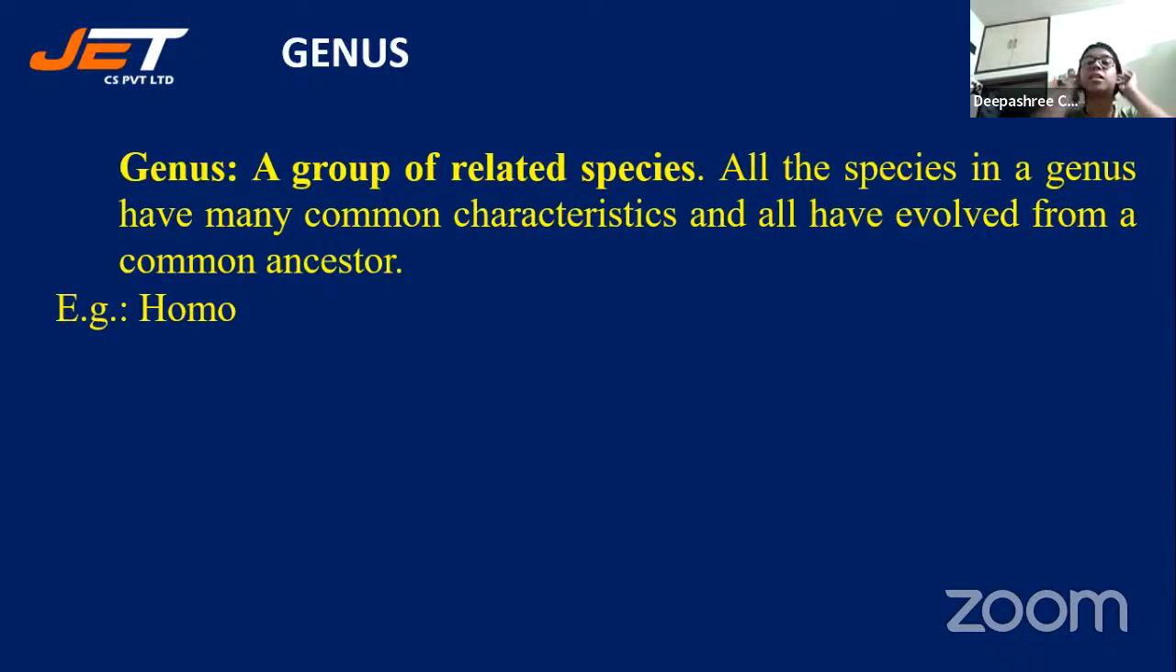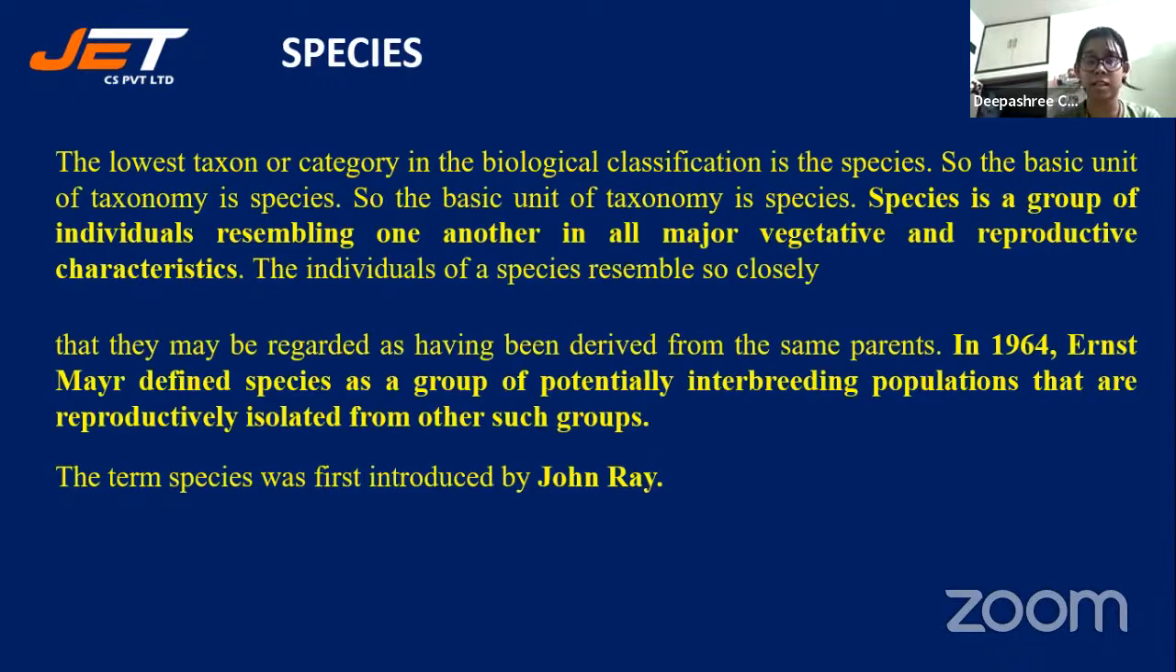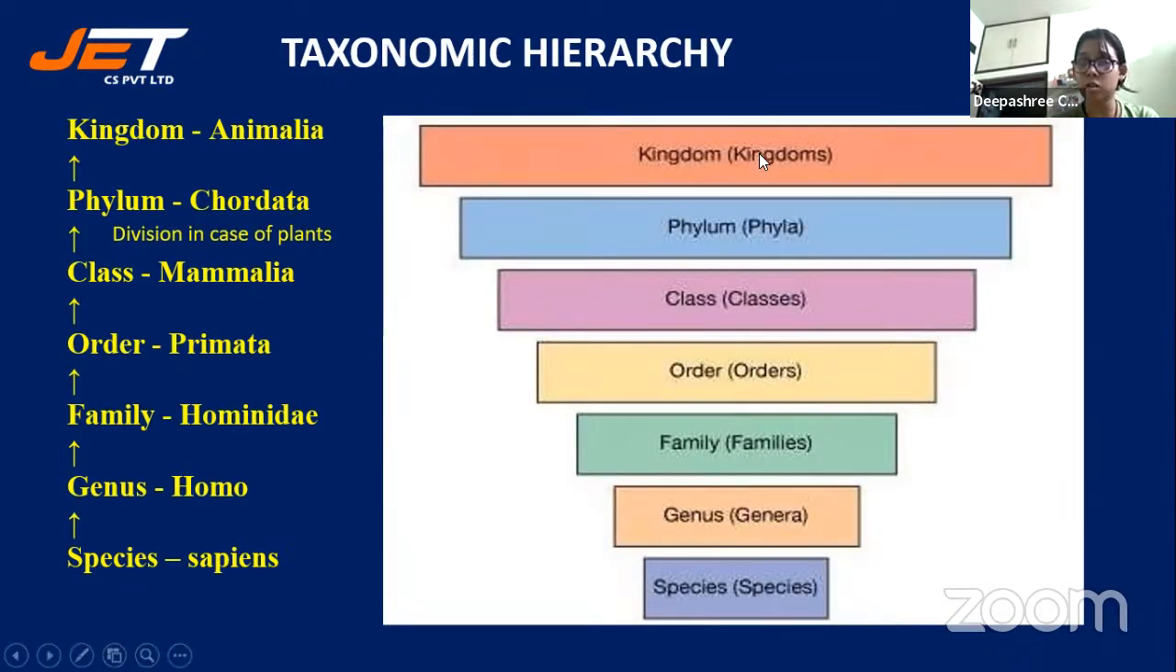Genus. What is genus? Genus means a group of related species. See, Homo sapiens, Homo neanderthalensis. These are completely different species, but both are Homo. So all species in a genus have common characteristics. Obviously, just look at this slide, the more you reach the bottom, the more the characteristics will be the same. But if you are comparing a human with a spider, maybe from the kingdom itself they are different. So that's how the differentiation works.